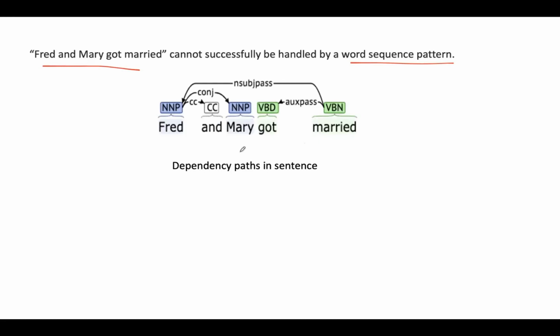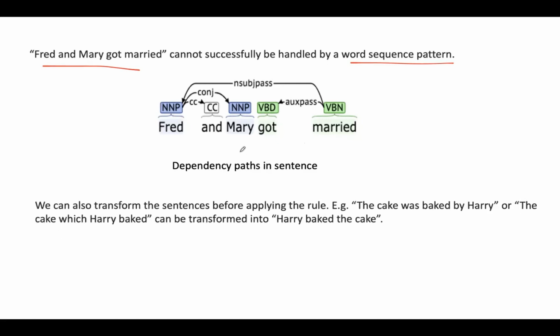You can even transform the sentences before applying the rule. If you take a sentence such as "the cake was baked by Harry" or "the cake which Harry baked", instead of writing this, you can just simplify the sentence into "Harry baked the cake". So this became quite simple, right, compared to the previous two sentences. In that way, you can even transform the sentences before applying any kind of rules.